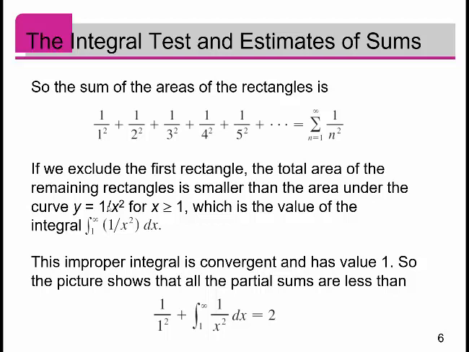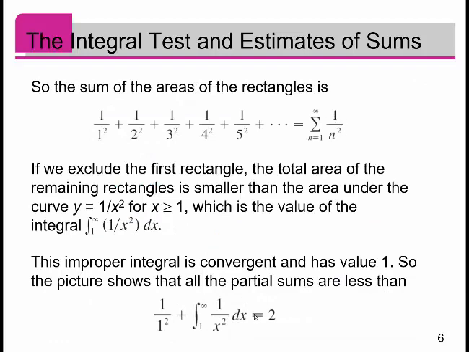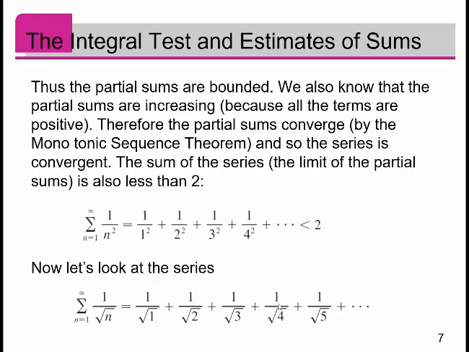So the picture shows that all the partial sums are less than, so you take the first rectangle and add it to this integral that we used to find the area from here underneath the curve. Now note that that's not what the total sum is equal to. All we're saying is that the sum of this has to be less than 2. All right, thus the partial sums are bounded. We also know that the partial sums are increasing because all the terms are positive, obviously. Therefore, the partial sums converge by the monotonic sequence theorem, and so the series is convergent.